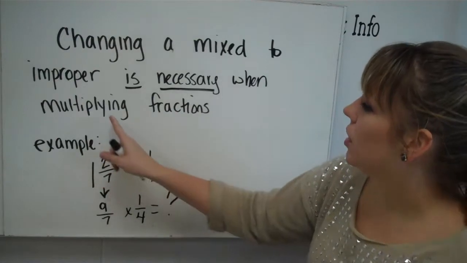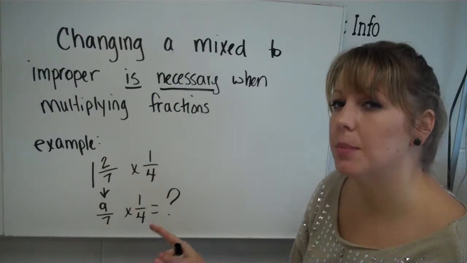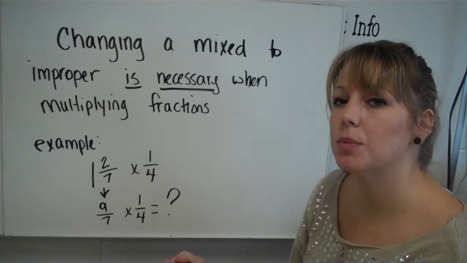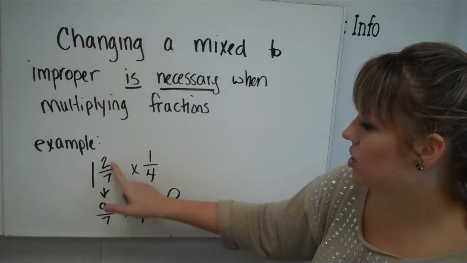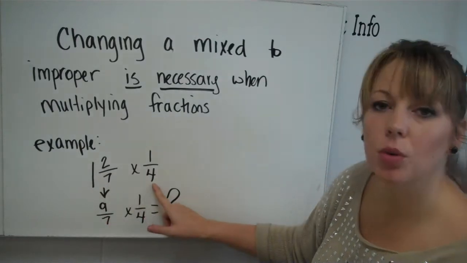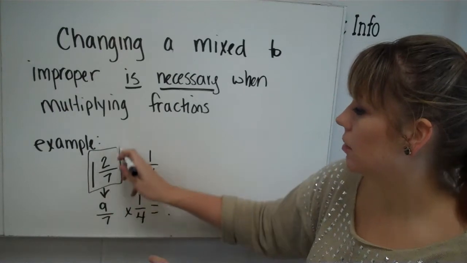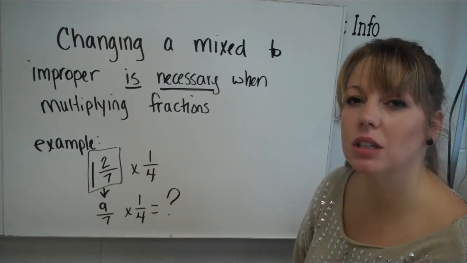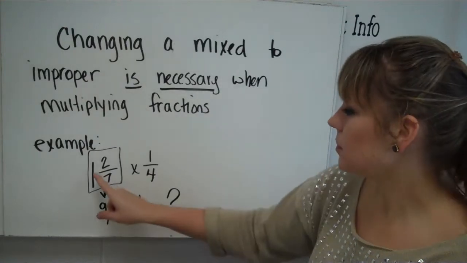You have to make it improper in order for that formula or that technique to still work. So you are going to change all the mixed numbers in your question to improper before you begin. Here's an example. Your question is 1 2/7 times 1/4. In your question, you only have one mixed number right here. So that's the only number that you're going to need to change. The other one can stay exactly like it is.